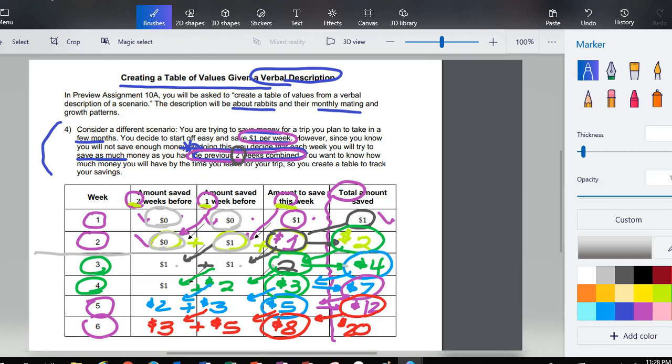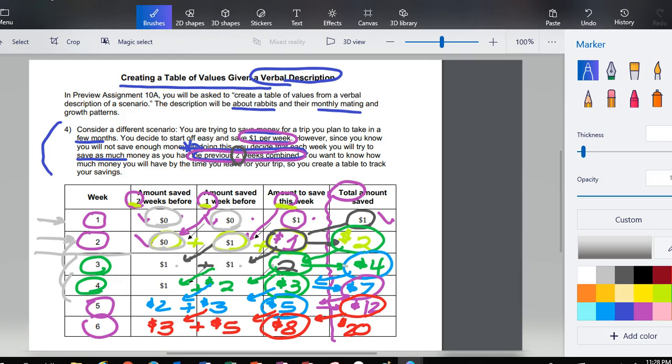Part B, why does the table have columns for the 2 weeks prior and the current week's savings? Well, we got to get started somewhere. So this gets us started on week 1. This is going to make our second week, and then we can just start shifting from there on the 2 weeks prior and the 1 week prior.